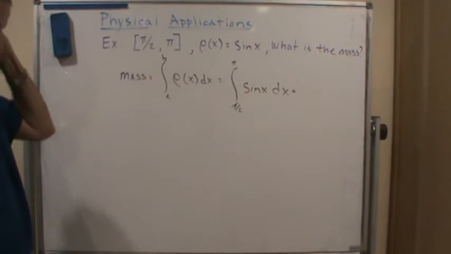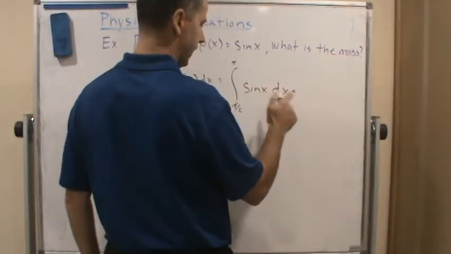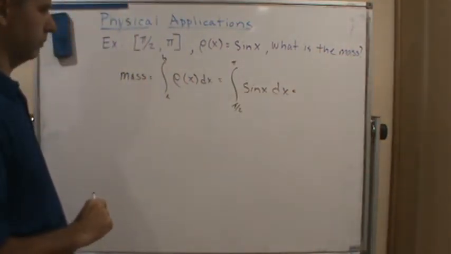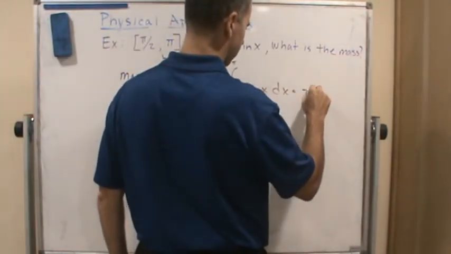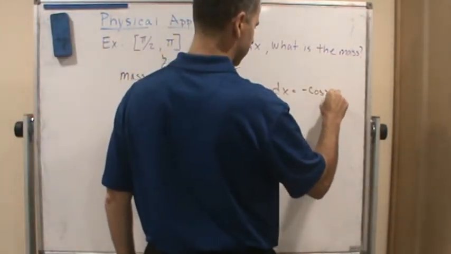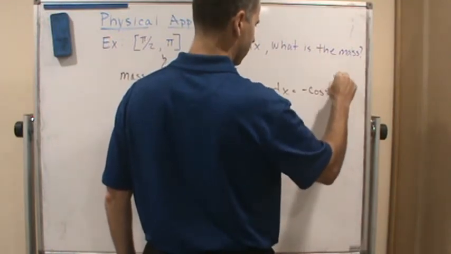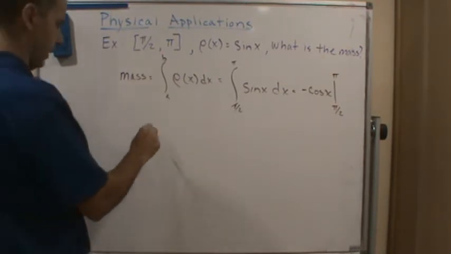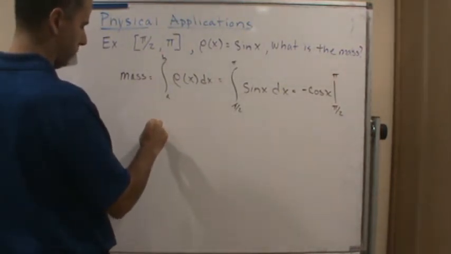Well, this is going to become what? This is going to become negative cosine x, right? So this is going to become negative cosine x evaluated from pi over 2 to pi. And so what do we get? Well, we're going to pull out the negative.